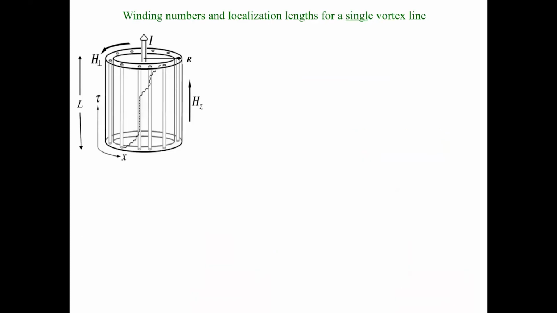And I can simplify this. This is, well, it's at about 15 minutes, I think. Does that sound right? So in the remaining 15 minutes or so, I'll tell you about winding numbers and localization lengths when we have a simplified situation where the current goes through the middle here, and the superconductor is a cylinder, might be a fairly narrow cylinder, filled with columnar pins.